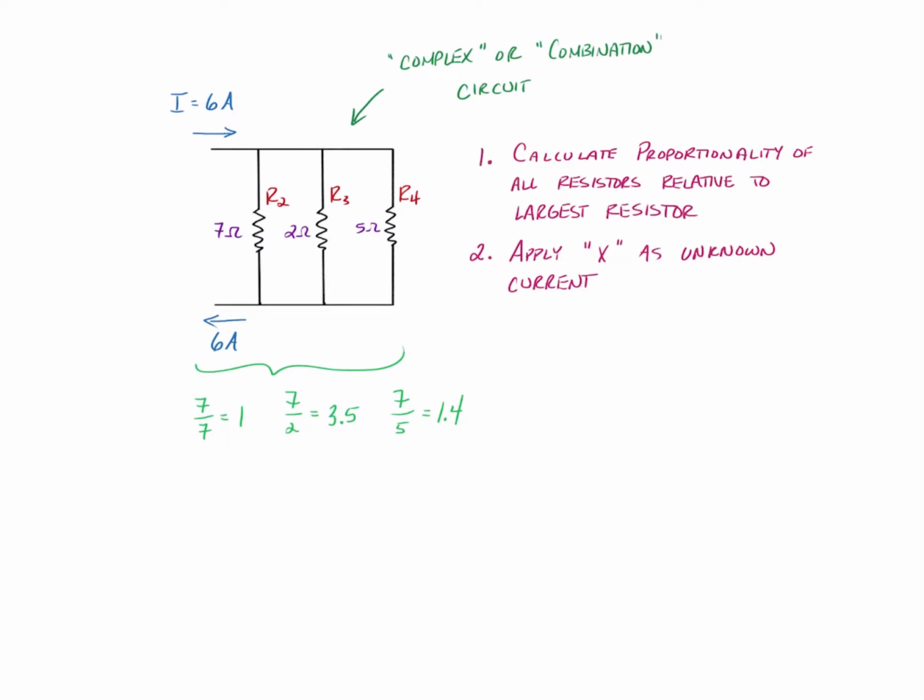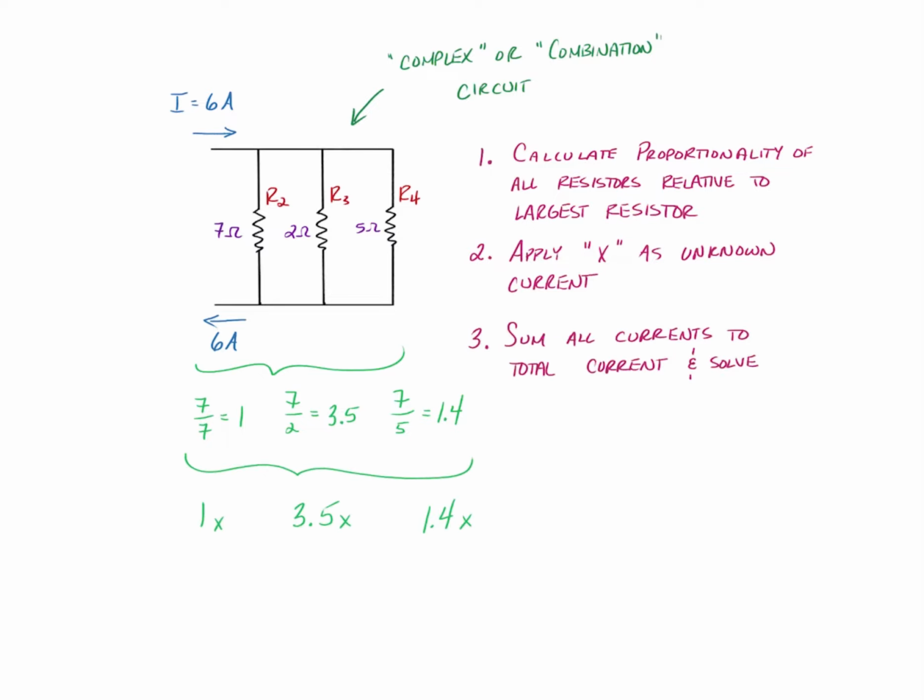The next thing we're going to do is we're going to apply X as the unknown current. So you'll see that instead of 1, 3.5, and 1.4, I just added an X next to each of those. So the current going through each of those branches will be 1X, 3.5 times X, and 1.4 times X respectively. I'm then going to sum all of those currents. I don't know what each individual current is, but I know that if I add all 3 of those up, it must equal the 6 amps that enter the branch, and also obviously the 6 amps that left the branch.